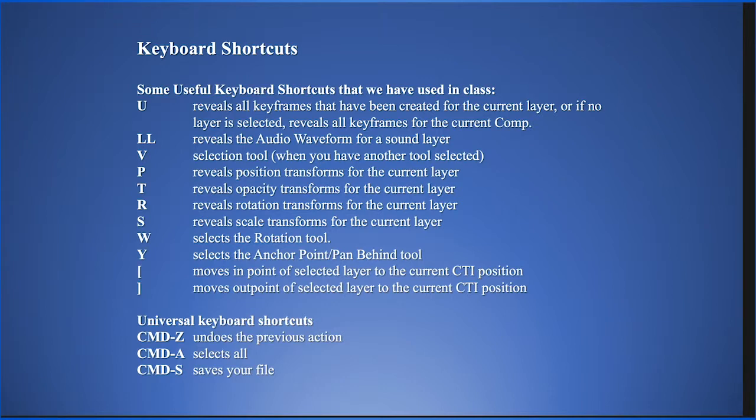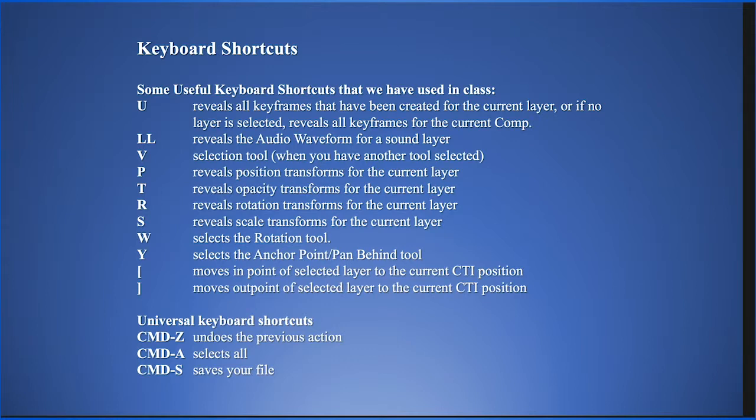Some keyboard shortcuts that we have used in class. Now I will tell you right off, the most important one is Command S to save your file. Remember to save your file frequently. When you're using After Effects, if you press U, it will reveal all the keyframes that have been created for the current layer, or if no layer is selected, it will reveal all keyframes for the current comp. It also will reveal any changes you have made for animation. But the most important thing is the keyframes.